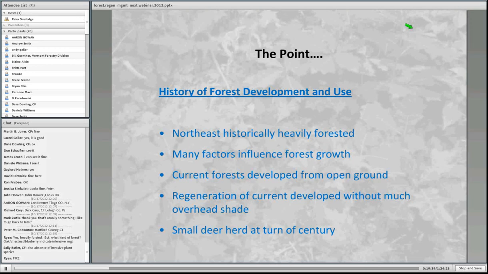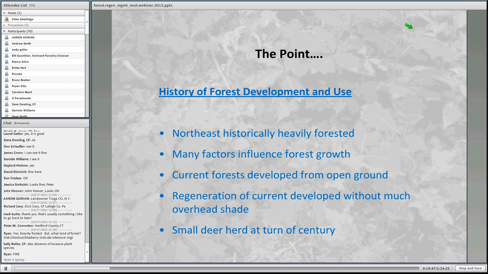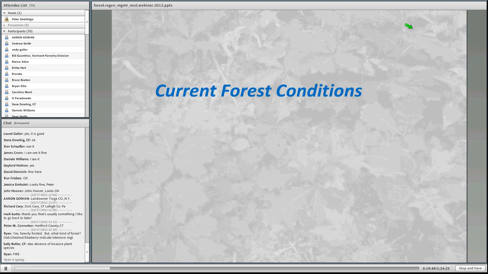Sally's Mount says invasive plant species is another difference, and we will certainly come back to that. Okay, so what are we looking at with our current forests?